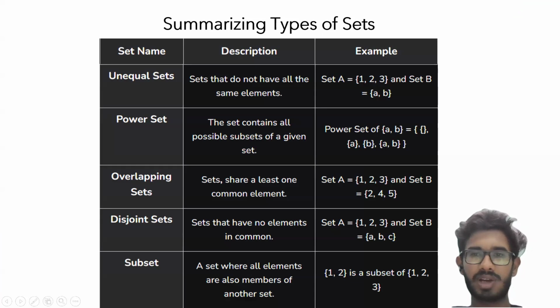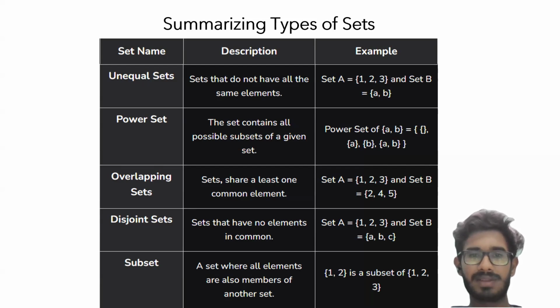Now, let us summarize what we have learned. Types of sets. First, let us see an unequal set. Sets do not have all the same elements. We can see the example as set A equals 1, 2, 3, set B equals a, b. They don't have equal number of elements or same elements.